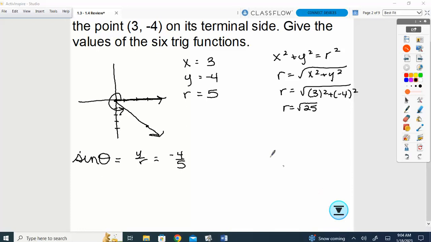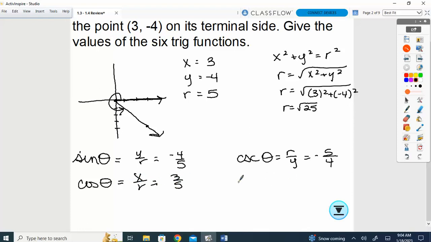High school is all clear. Cosecant is just r over y, so you get negative 5/4. All right, cosine, what's the definition of cosine? So that would be 3 over 5. Reciprocal of cosine is? So that means secant is your 5/3.